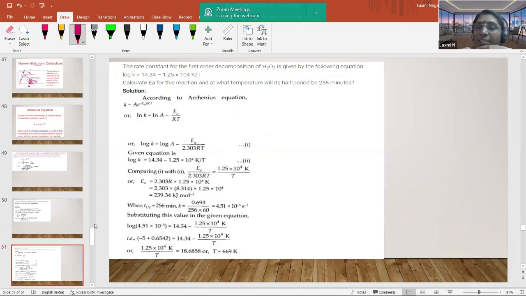Children, this is, I would say, a very least probable question in the board examination, because it involves a number of steps, and the level of understanding required to do this question is also very high. But what I want to emphasize here is that the question is asking you to calculate EA, and at what temperature will its half-life period be 256 minutes. And you are going to make use of the Arrhenius equation.